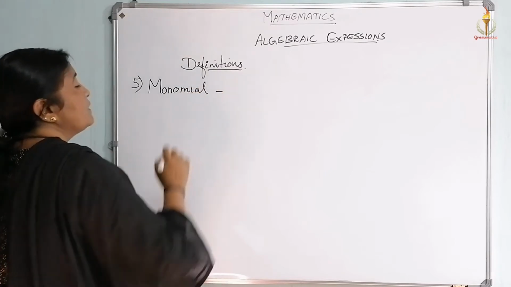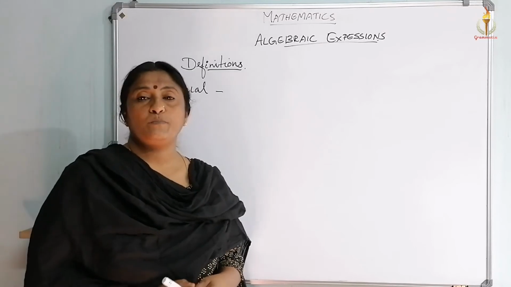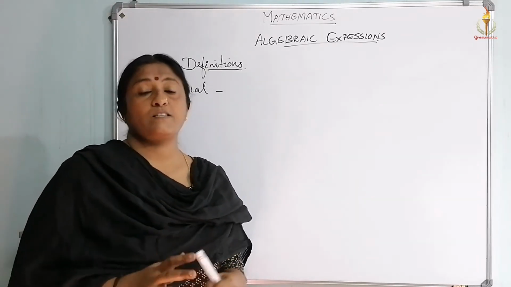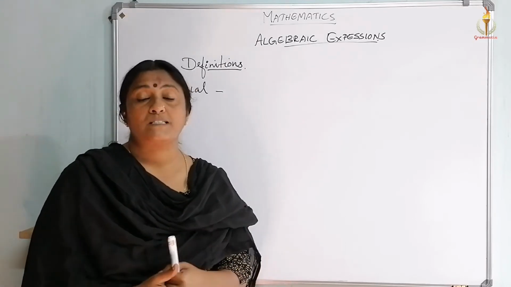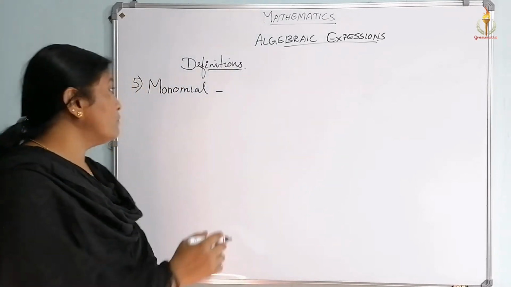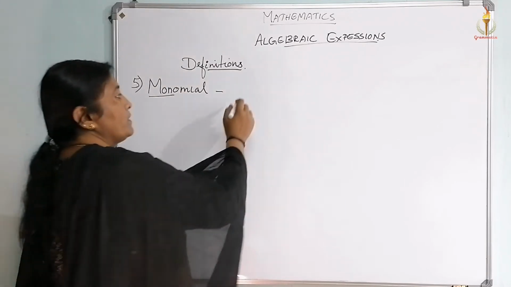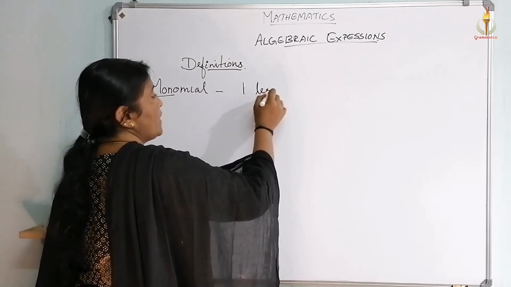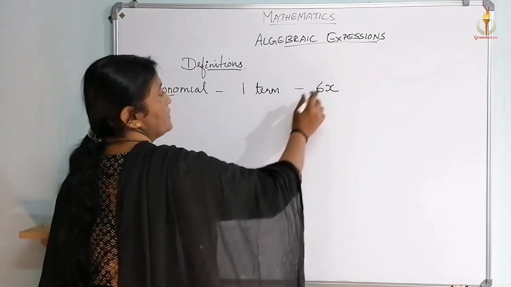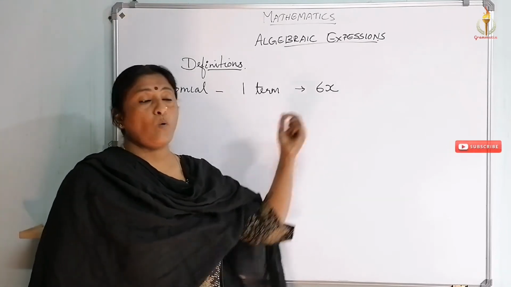Just the fourth definition was an algebraic expression. That means an algebraic expression is terms combined together using a plus or a minus. That is what an algebraic expression means. Now algebraic expressions having only one term, that is what mono means. Having only one term is called a monomial. For example, you can use 6x. So 6x is a monomial. It is having only one term.